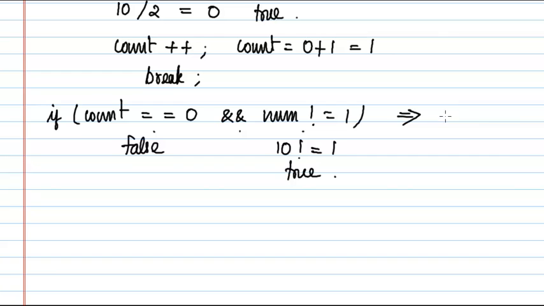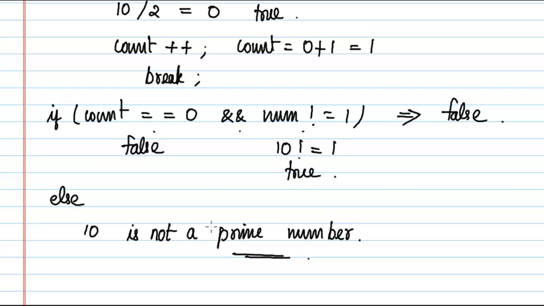So the result of this if condition is false and hence this block will not be executed. The else part will be executed where the message that the number, that is 10, is not a prime number will be printed. So this is the logic of the program.